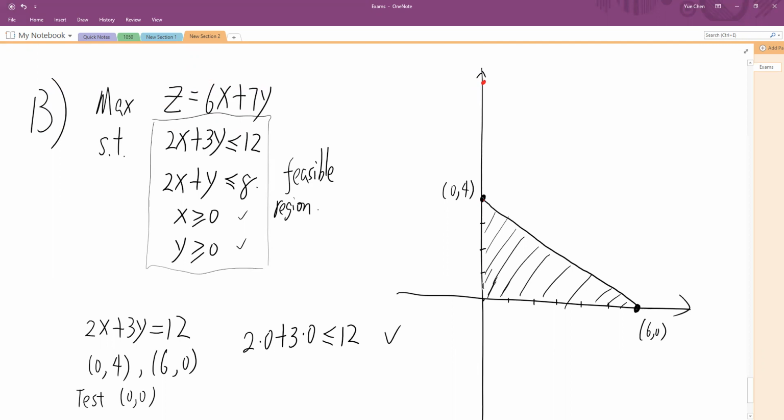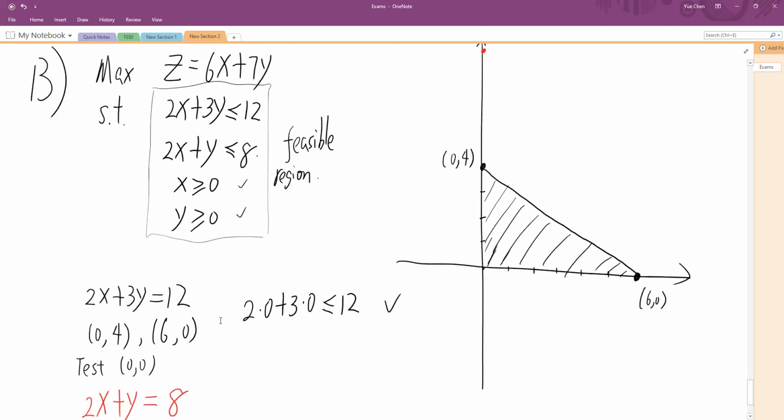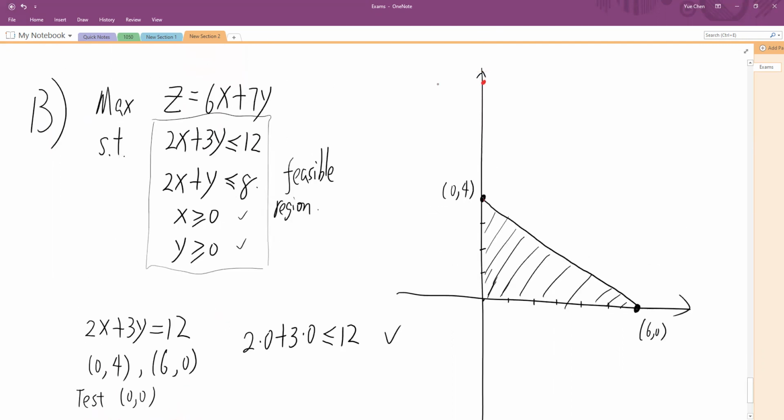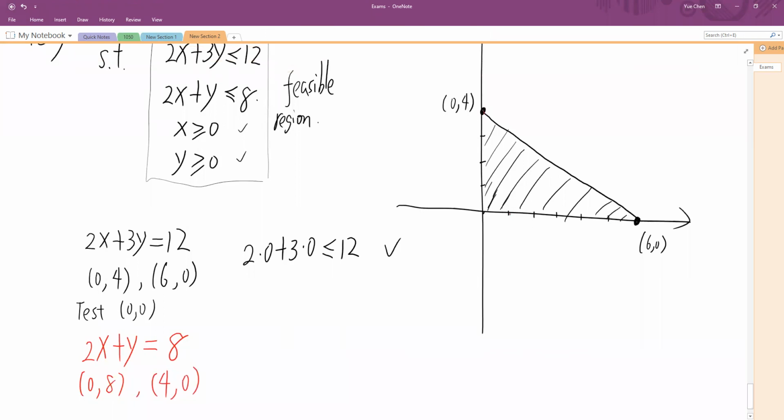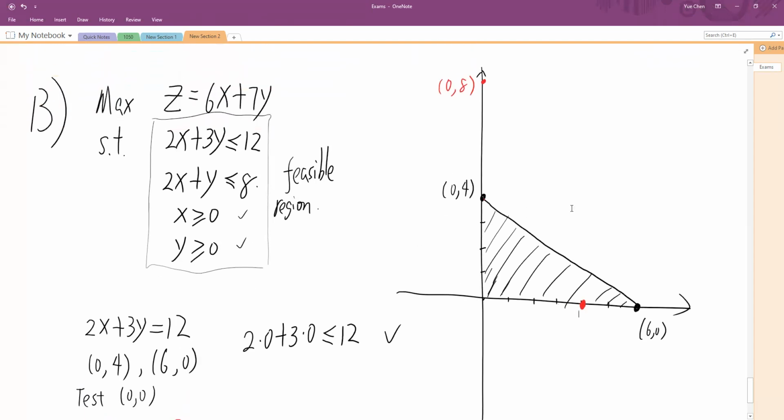Right. We need 0, 8. So here is 0, 8. Another point is what? 4, 0. 4, 0 is here: 1, 2, 3, 4. This is 4, 0. Then we connect these 2 points.